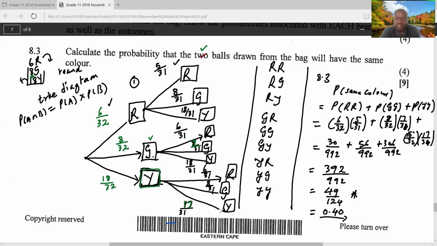So it's going to be 6 over 32 by 5 over 31, then 8 over 32 by 7 over 31. Same applies, 18 over 32 by 17 over 31. So that will be the answer for the question. I believe you are following. I strongly believe you are following.